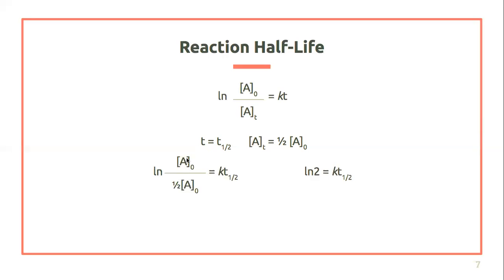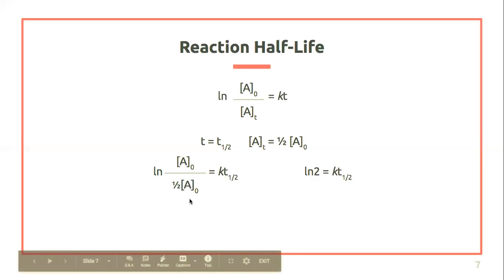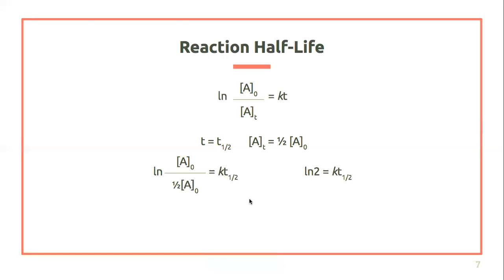We can cancel out our initial concentrations of A because they're exactly the same, can we not? And because 1/2 is in the denominator, we flip it, and that's why we end up with 2. So we cancel out our initial concentrations of substance A, and we flip our 1/2 to equal 2. So we have the natural log of 2 is equal to the rate constant times the half-life time.